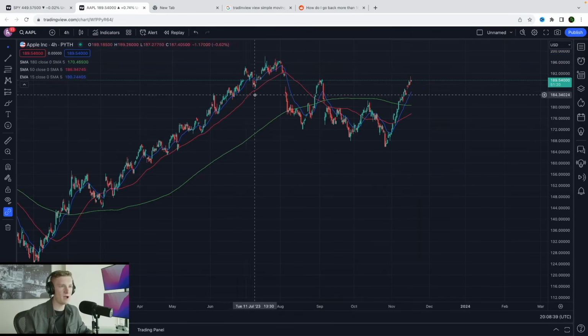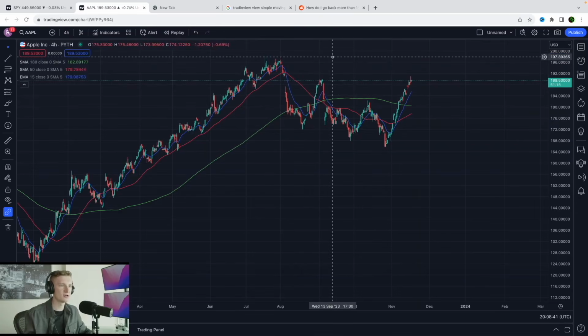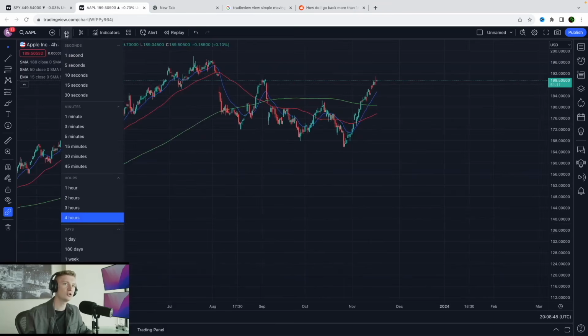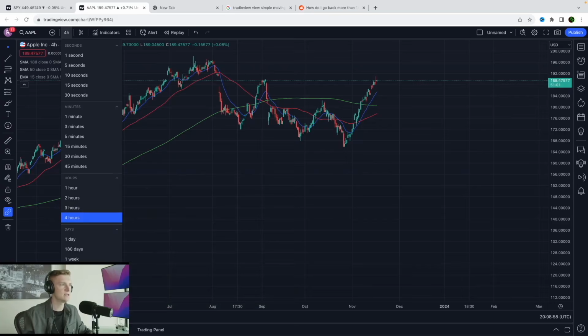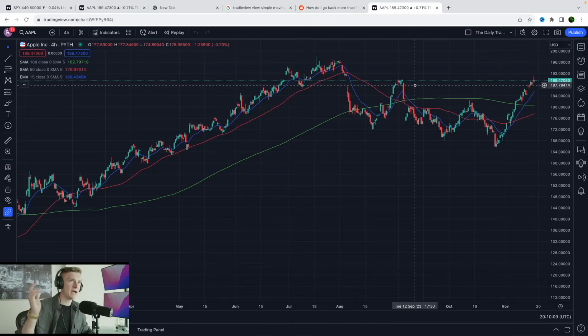It is fully up to you however you want to customize TradingView. But beyond this, you've got the 3 moving averages that we do need, and you should be looking at the 4-hour candle over the last 180 days. Just make sure to add that. Make sure that is 180 days indeed, and then you will be set. So that is it. It's pretty straightforward to set up TradingView.